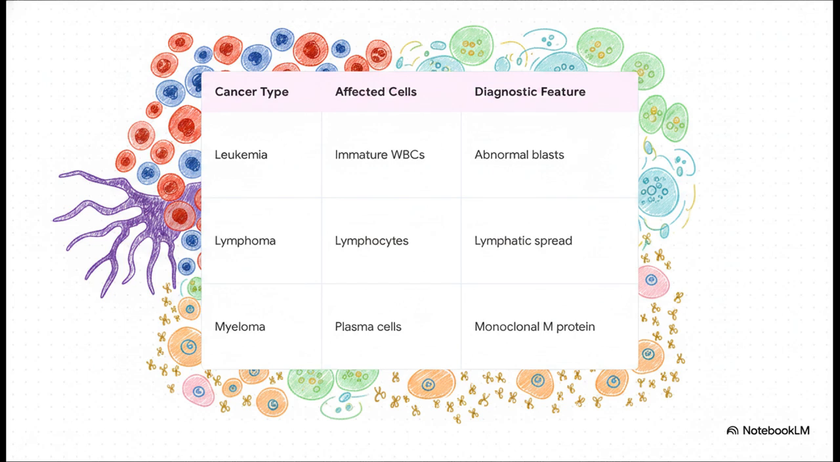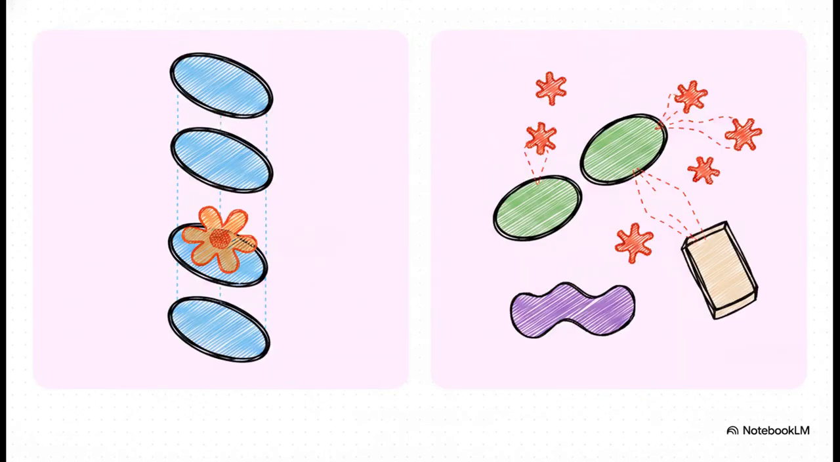Then you have lymphoma, which targets the lymphatic system. So we're talking about your lymph nodes and spleen, and it specifically messes with your B or T lymphocytes. Finally, there's myeloma. This one specifically attacks plasma cells, which are the mature B cells whose normal job is making our antibodies. If we zoom in on lymphoma for a second, you'll see it breaks down into two main categories.